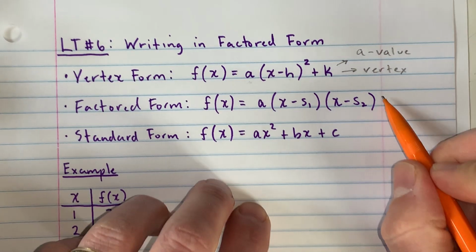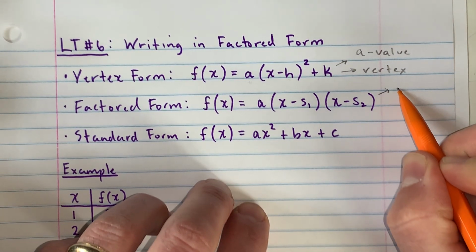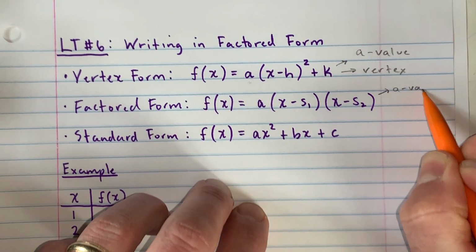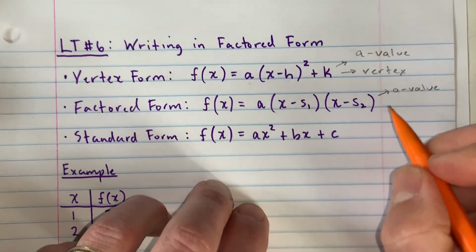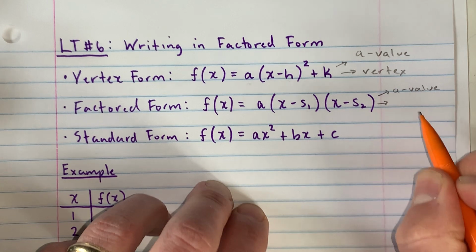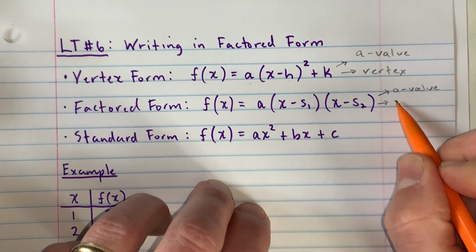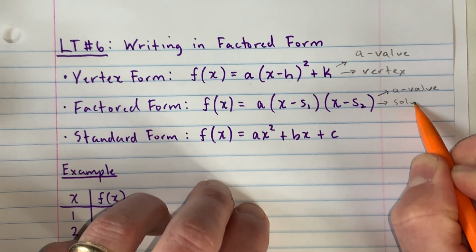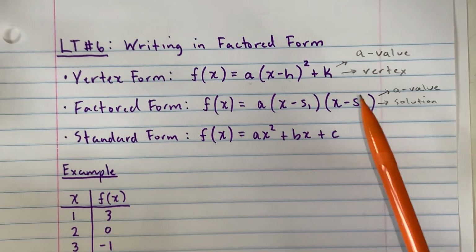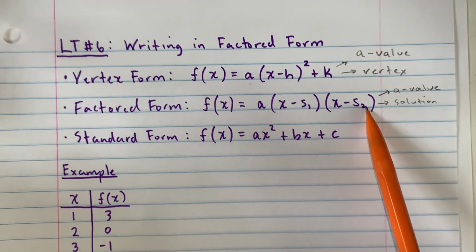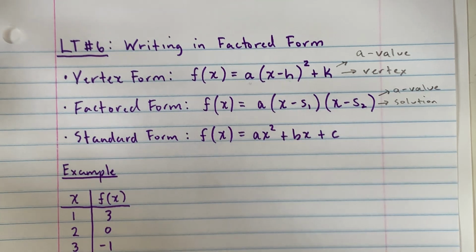In factored form, you can see it also identifies the a value. You can see that right here. So we're going to need that as well. And then we also need, not the vertex, these are actually the solutions to the quadratic function. And so that's why we see S1 and S2. Those are not 5s, those are S's. So we'll look at that here, and then standard form will be later. So we're not going to be doing that one today. Today will be factored form.